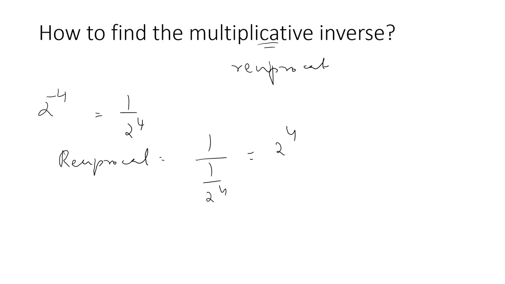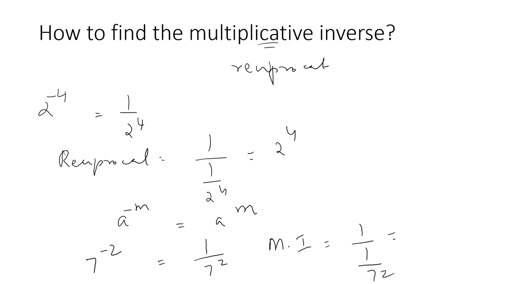Or in short, you can say the multiplicative inverse of a raised to minus m is a raised to m. Suppose if you have 7 raised to minus 2. 7 raised to minus 2 you can write as 1 by 7 square. And how will you find out the multiplicative inverse? Multiplicative inverse will be 1 by 7 square. So 7 square will go to the numerator and you will get the value as 7 square, which is 49.